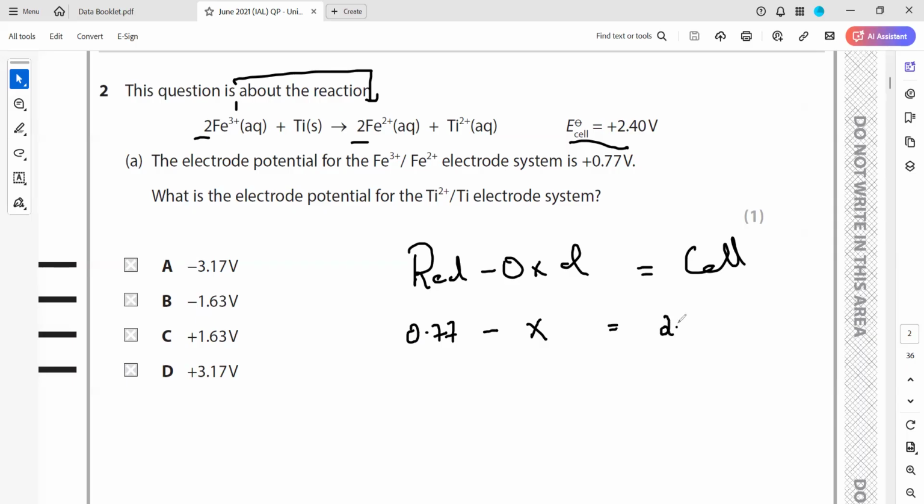And what is the electrode potential of the cell? 2.40. If I need X, so 0.77 minus 2.40 will be equal to X. So 0.77 minus 2.4 is equal to X. What is the value for X here? 0.77 minus 2.4. So X is equal to minus 1.63. So we'll write here B, minus 1.63. Is it clear how we worked out the electrode potential?